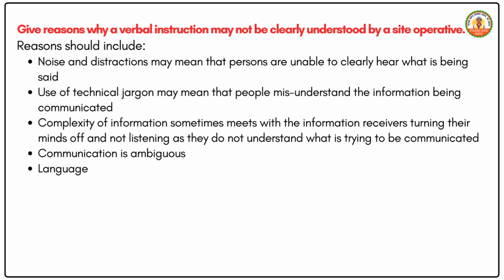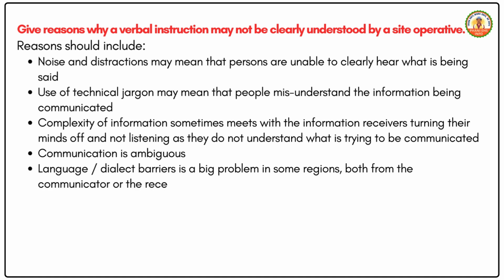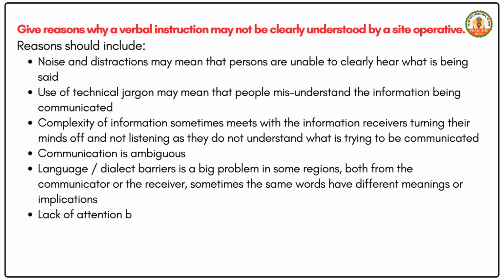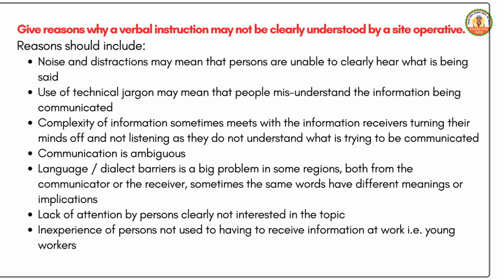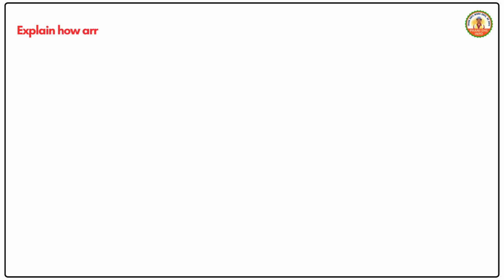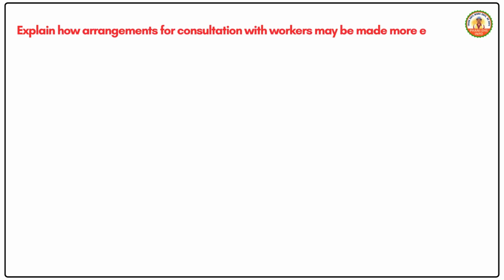Communication is ambiguous. Language dialect barriers is a big problem in some regions, both from the communicator or the receiver. Sometimes the same words have different meanings or implications. Lack of attention by persons clearly not interested in the topic. Inexperience of persons not used to having to receive information at work, i.e. young workers. Explain how arrangements for consultation with workers may be made more effective.